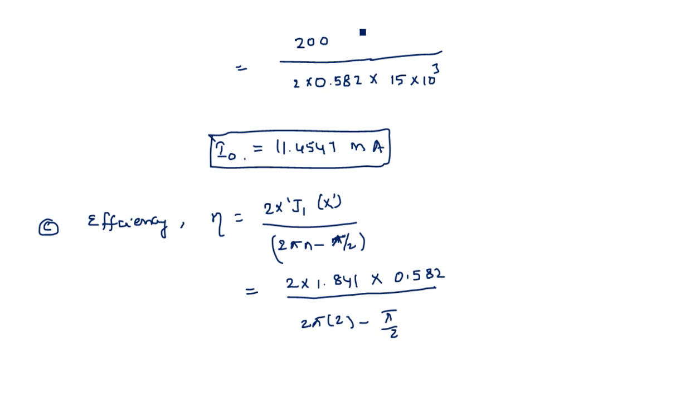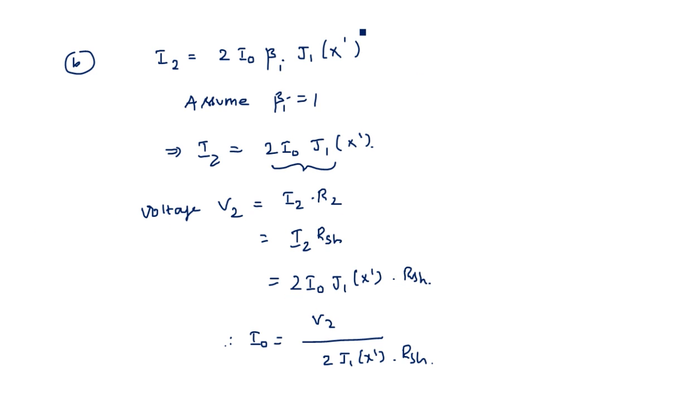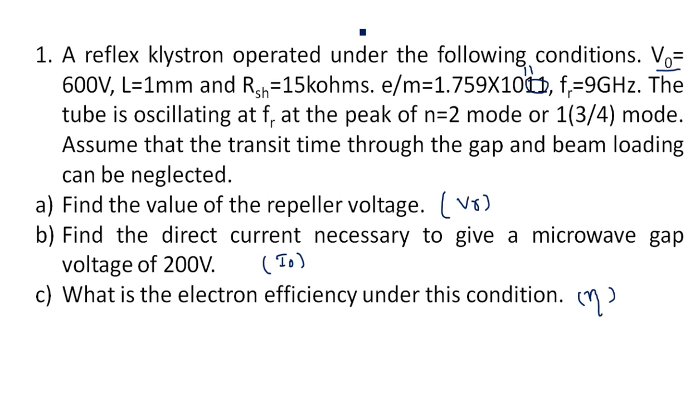Okay, so this is the way to calculate the output current, the repeller voltage, and the electronic efficiency under all these conditions. In the next class I will explain the calculation of output power, when the input power is reduced because of the beam, and we can also calculate the efficiency of the reflex klystron with different problems.